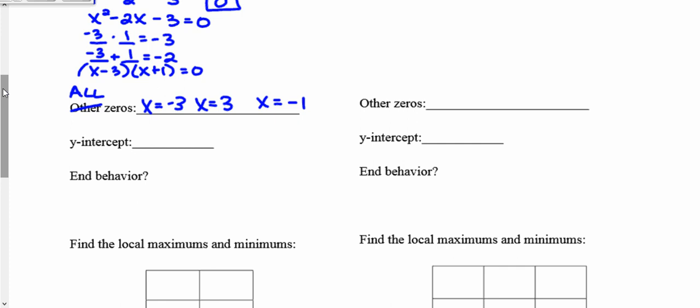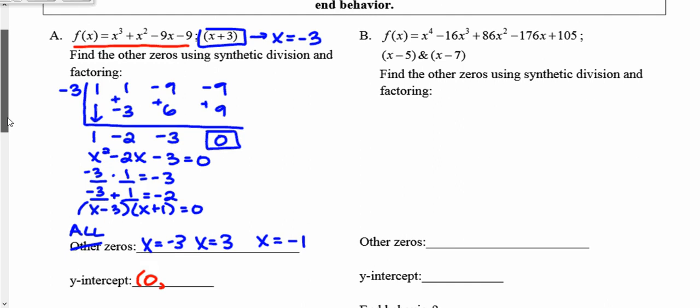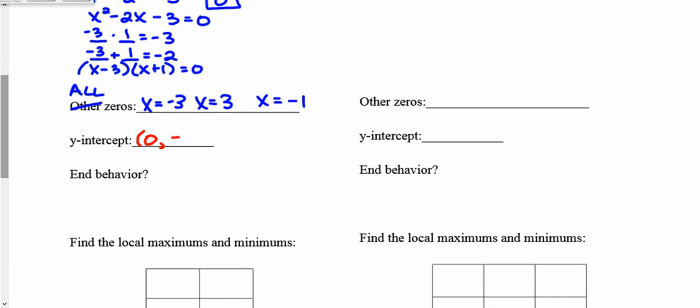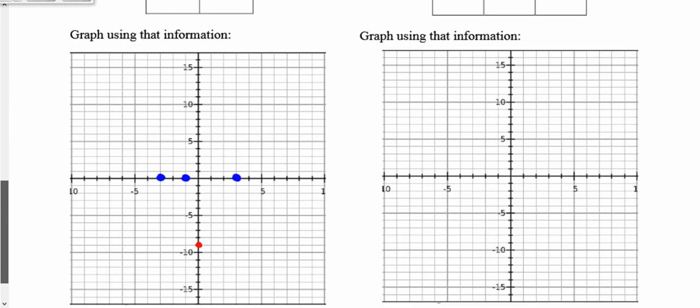For your y-intercept, anytime you want to find your y-intercept, you plug in a 0 for x. And that goes back to, we've talked about that several times, especially first semester. So think about going back to this original equation, and if you plug in a 0 for x, 0 to the third power plus 0 squared minus 9 times 0 minus 9 is just going to give you negative 9. And you can test that with your calculator if you want to, but it's just going to be that last number in the equation. So 0, negative 9. And I go ahead and graph that. So notice as soon as I find a piece of information, I put it on the graph.